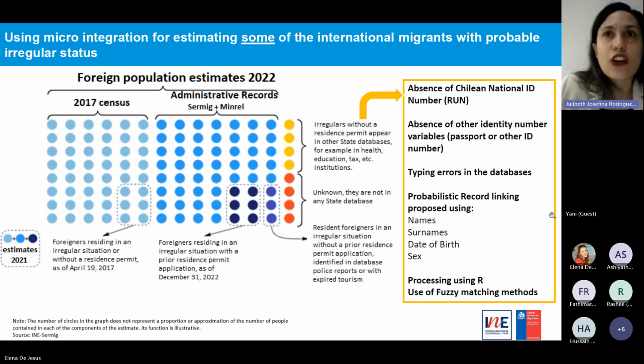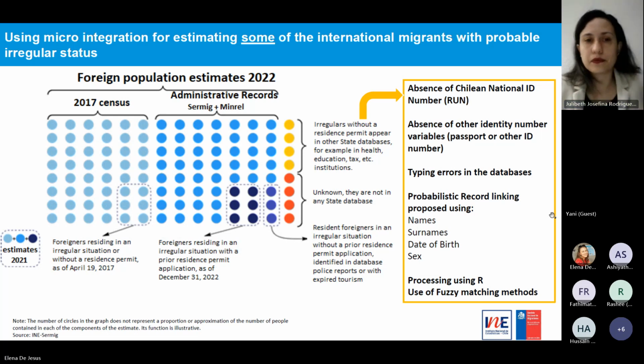And the complexity or the problem with this type of record is the integration challenges, because these records lack basic information. None of them have a numerical identification such as RUN. Many of them lack a passport or identification variable. So we have to use variables such as full name, date of birth, country of origin, etc.